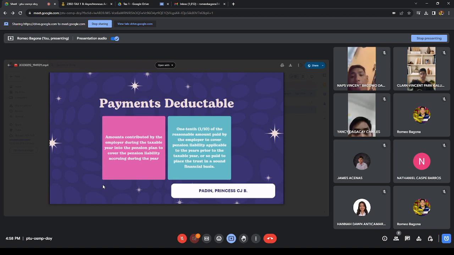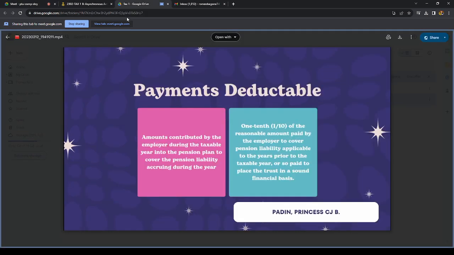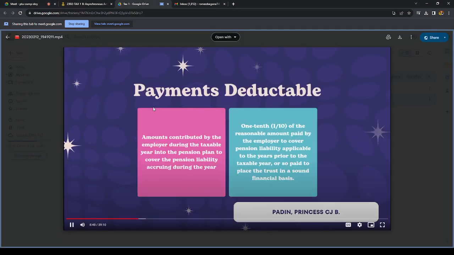Number two, 1/10 of the reasonable amount paid by the employer to cover pension liability applicable to the years prior to the taxable year, or so, paid to place the trust in a sound financial basis. The payment under this is the payment to the pension trust which is deductible from gross income pursuant to Section 34(J) of the Tax Code.